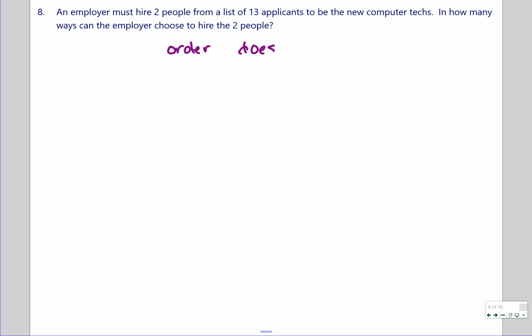which means I'm going to use a C. 13, choose 2. I get 78 ways that can happen. Okay.